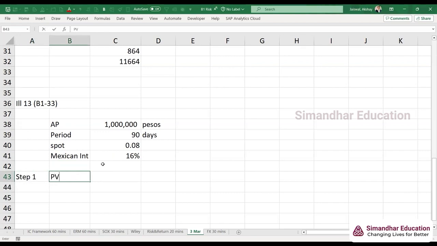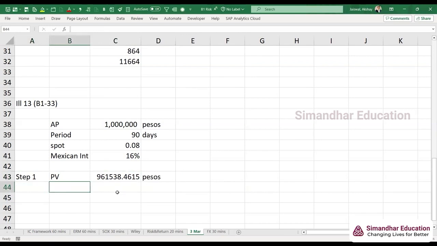Present value we are going to calculate. So 1 million pesos is there. Just now we had discussed how present value is calculated when we were doing stated interest rate. This is divided by 4. Why divided by 4? Because it's 90 days, right? So 360 divided by 90 will go to 4, correct? So this is the present value in pesos.